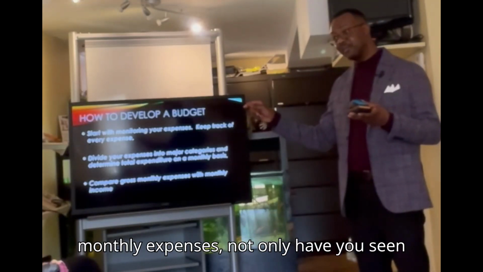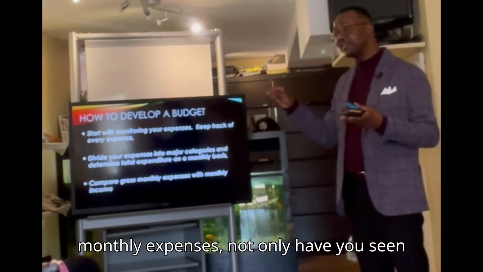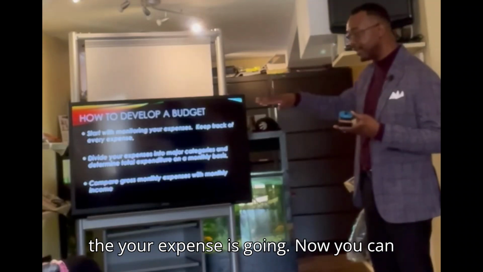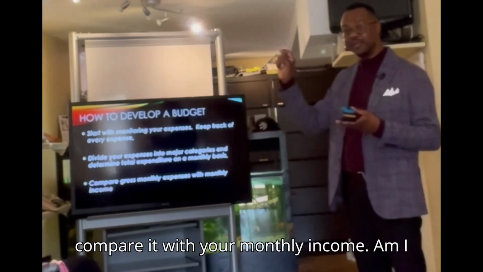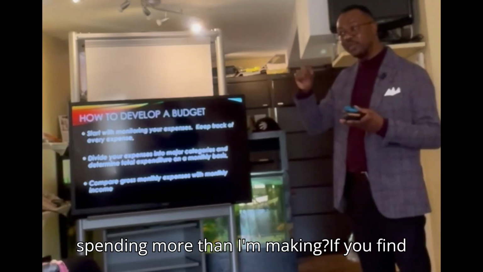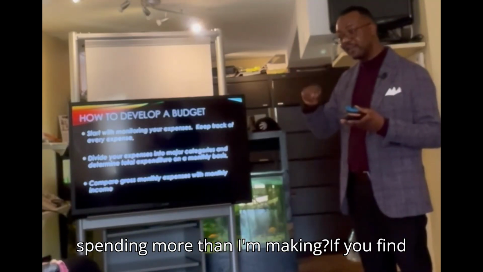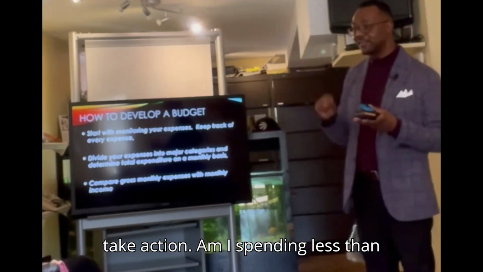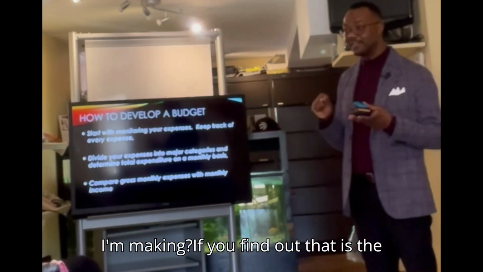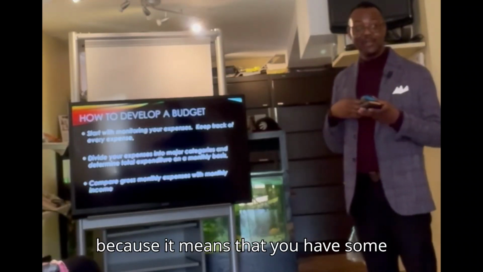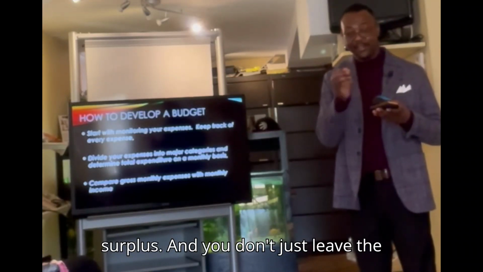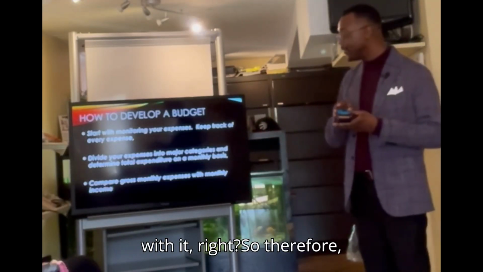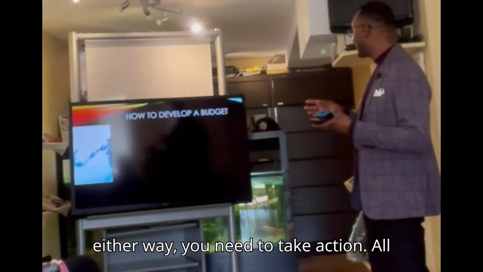Now that you have seen your monthly expenses, not only have you seen the total, but you have seen the different categories to which your expenses are going. Now you can compare it with your monthly income. Am I spending more than I'm making? If that is the case, you need to take action. Am I spending less than I'm making? If that is the case, you still need to take action, because it means that you have some surplus, and you don't just leave the surplus sitting there, you do something with it. So either way, you need to take action.